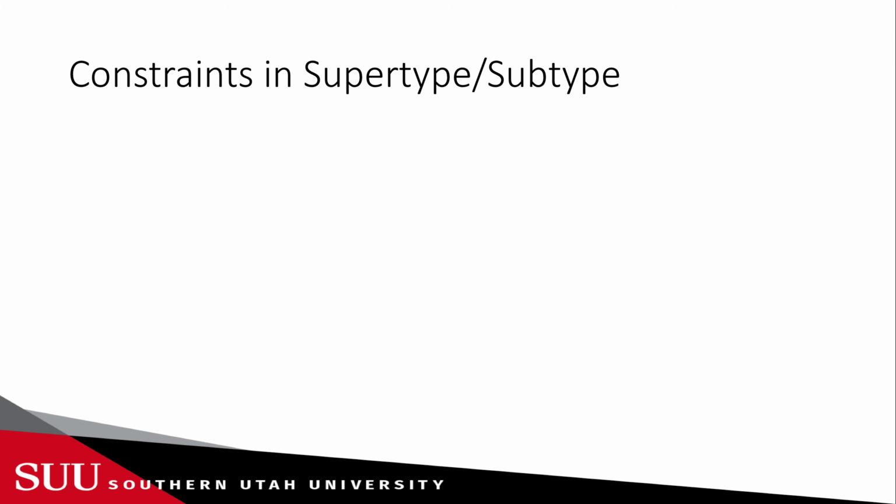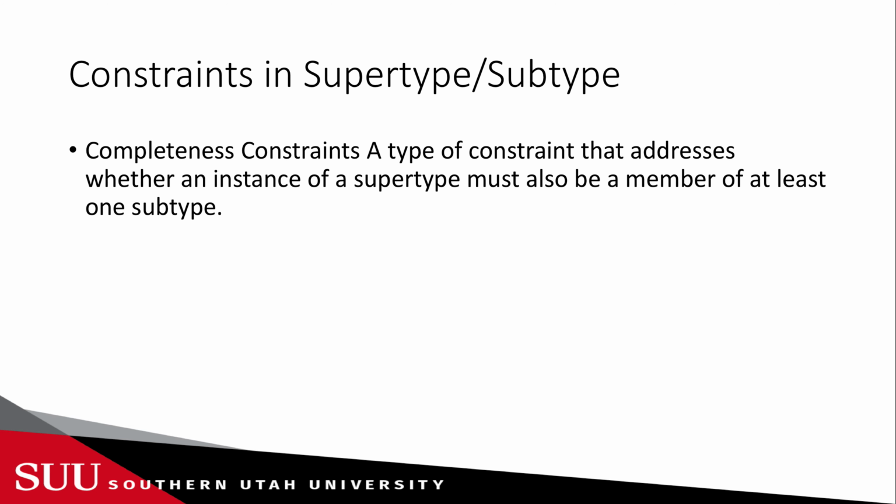This video will talk about constraints in supertype and subtype relationships, and we will cover two types of constraints: completeness constraints and disjoint constraints. So let's start with completeness constraint, which is a type of constraint that will address whether an instance of a supertype must also be a member of at least one subtype.